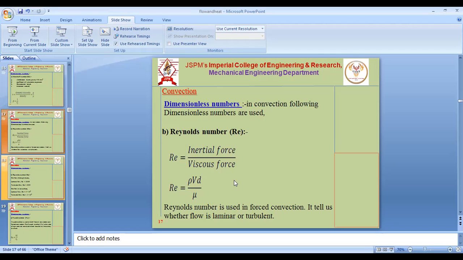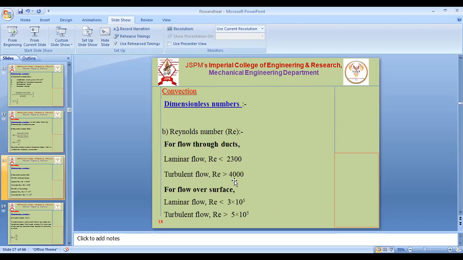I have mentioned in the next slide that if your Reynolds number is below 4000, it is laminar, and above that, it is turbulent. Okay, this number slightly changes. There is what is called a transition in between. If your Reynolds number is less than 2300, it becomes laminar. If your Reynolds number is more than 4000, it becomes turbulent. In between, it is a transition.